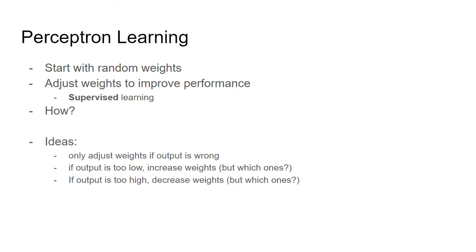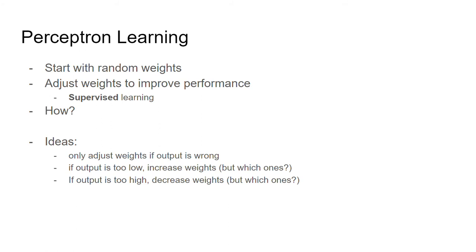So how are we going to do that? We're doing this by changing weights. If the output's correct, then don't change your weights. That's easy. We're only going to change our weights if the output's wrong. Now, if it's wrong, I've got two options: either the output's too low or the output's too high. If the output's too low, we want to increase our weights. If the output's too high, we want to decrease our weights. But which weights?